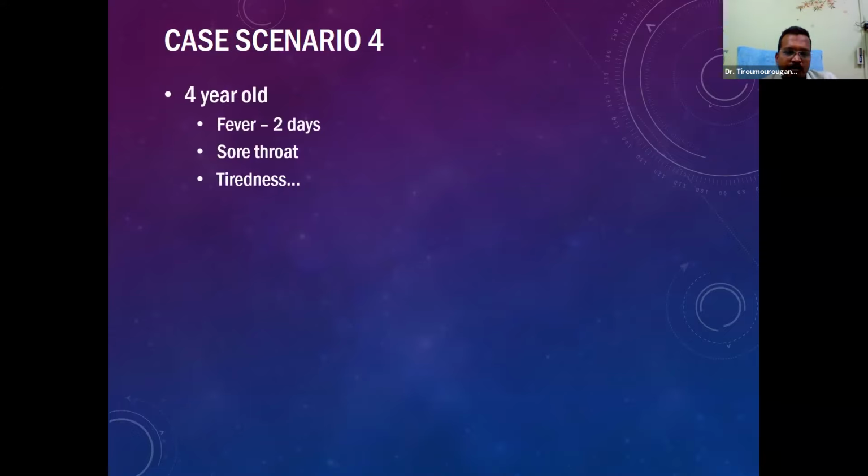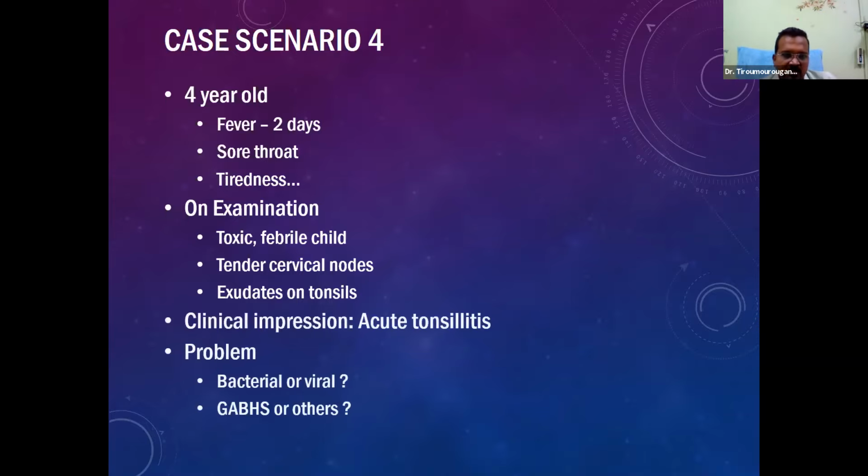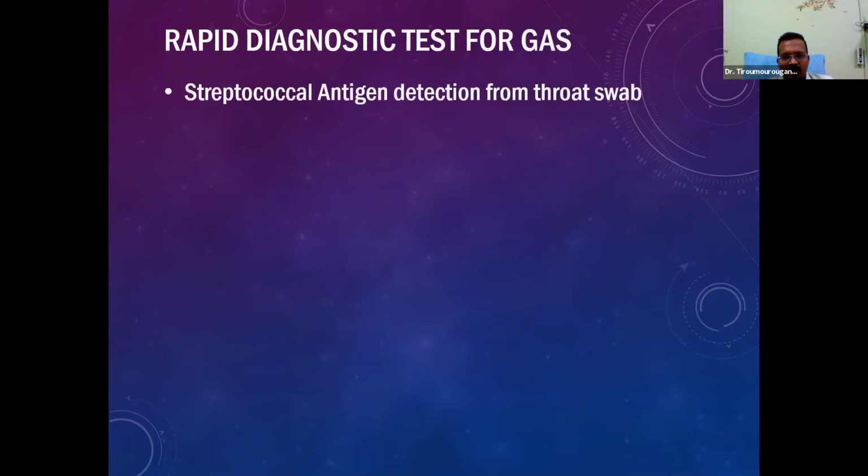Now scenario 4, we have got a 4-year-old child, 2 days of fever and sore throat, and then you look at it, the child looks febrile, toxic, tender lymph nodes, exudates on tonsils. So you think it is acute tonsillitis. The only problem is we don't know if it is bacterial or viral. If it is bacterial, is it group A streptococcus, because we have to treat it to prevent a post streptococcal infection. So what do we want to do?